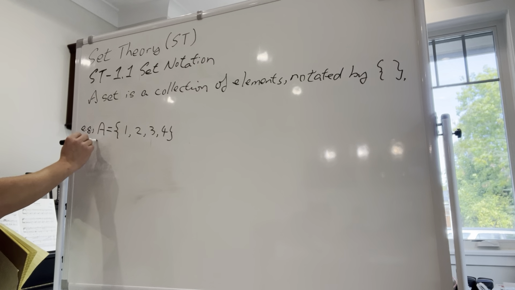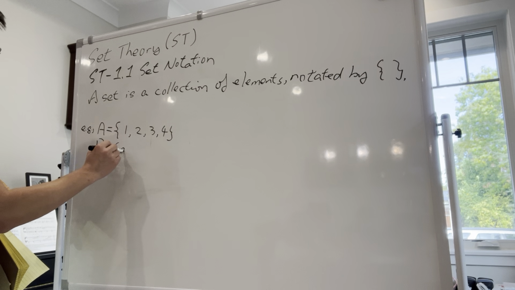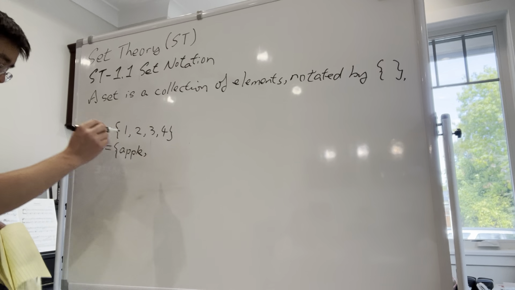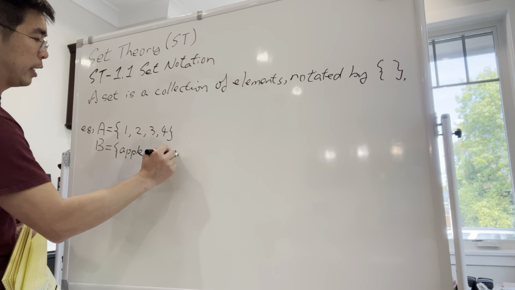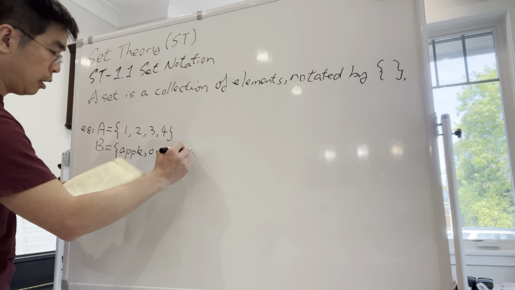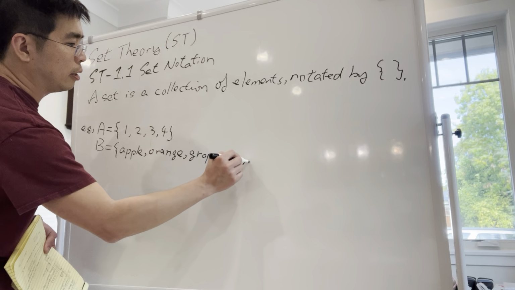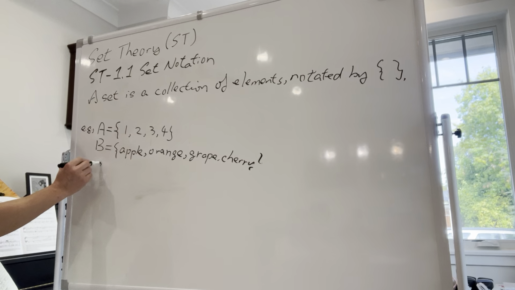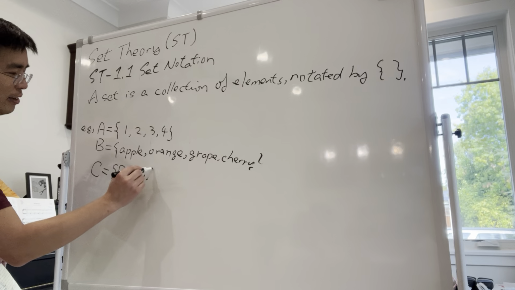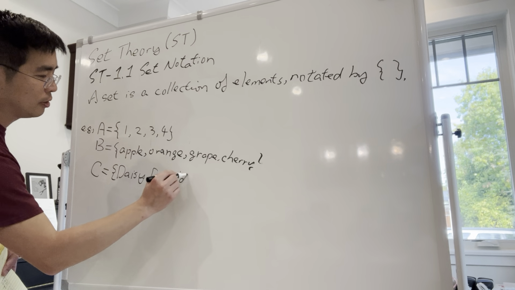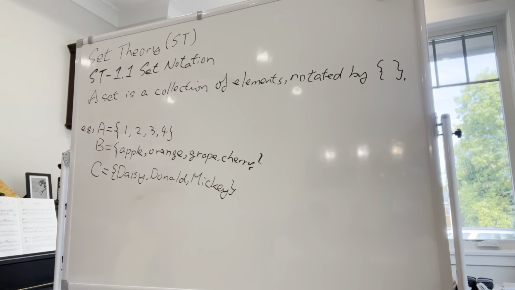Now, inside the set there can be things other than numbers. For example, it could be just the names of some common fruits, like apple, orange, grape, and cherry. Or, I'll give one more example. It could be names: Daisy, Donald, or Mickey. So far so good?